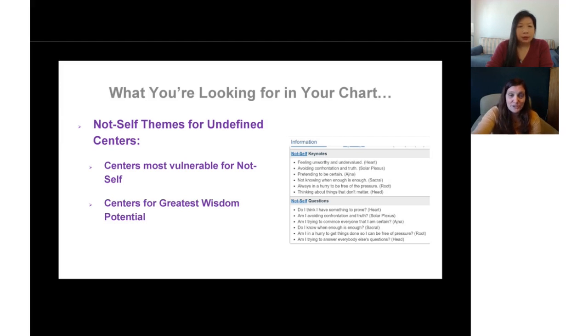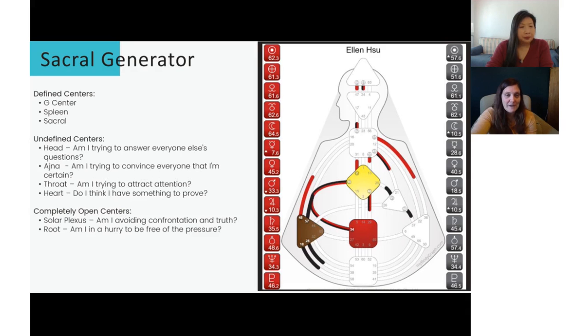All right. So for you, you have three centers that are defined. We talked about the sacral. This is that life force energy. You also have this yellow one, which is the G center, and this is sense of love and identity and direction.